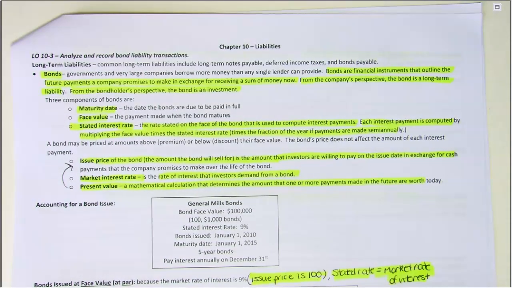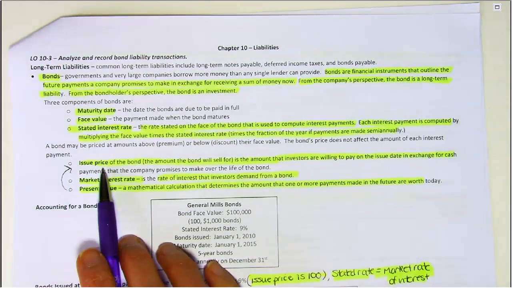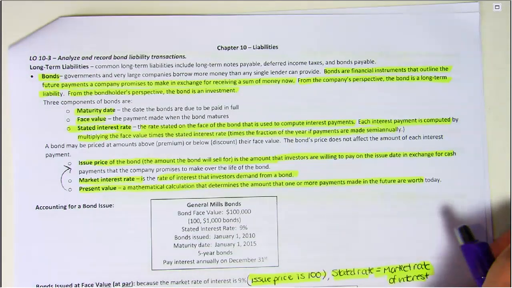So the solution is that we are going to set the issue price of the bond to yield the market rate of interest. In other words, we're going to adjust the amount of cash we receive up front from our bond investors. And between the cash price and the semi-annual or annual interest payments, everyone will get the market rate.